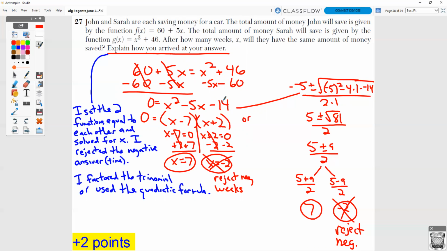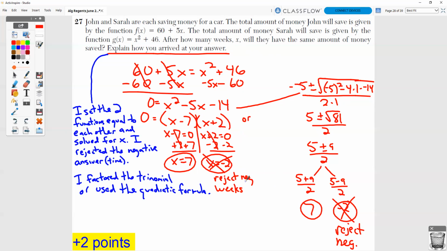You could factor the trinomial by doing reverse FOIL. What times what is negative 14 that adds up to negative 5? It's negative 7 and positive 2. Draw your line down the middle, set both sides equal to 0 and solve. Or you could use the quadratic formula. Either way, you get a 7 and a negative 2.